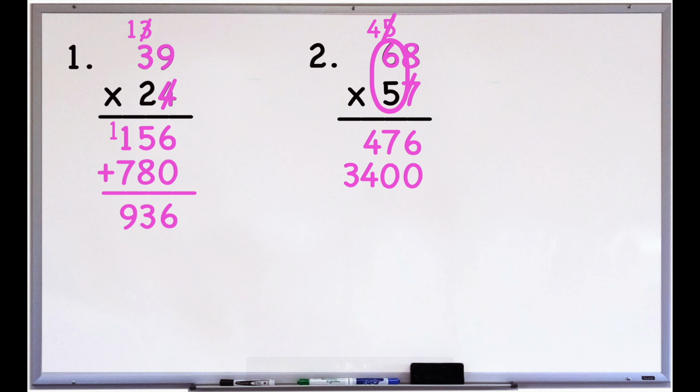Those are called partial products because they're part of our final product. So add them together. 6 plus 0 is 6, 7 plus 0 is 7, 4 plus 4 is 8, and then we have our 3 there. So 3,876 is our final product.